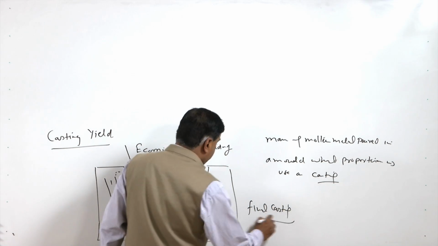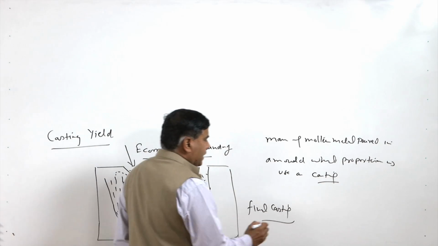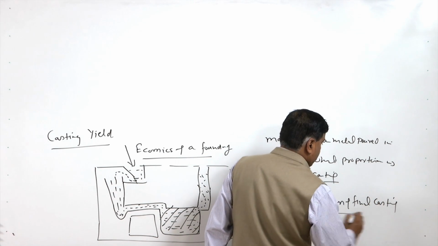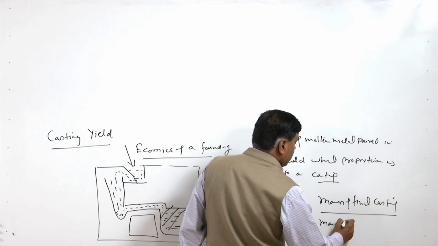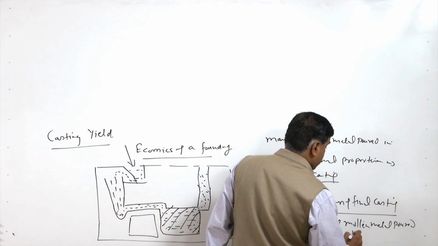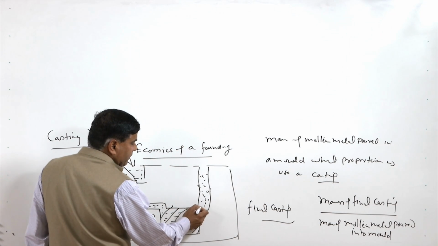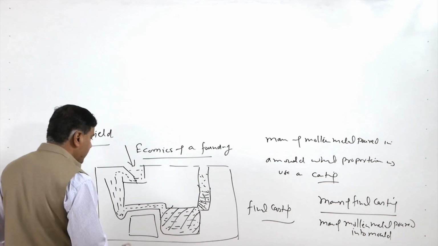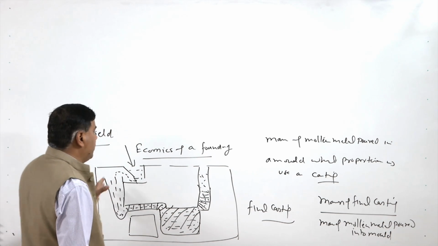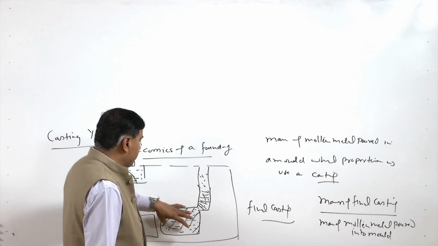If we see here, the final casting is just this zone. So, the mass of this casting is actually used: the mass of the final casting divided by the mass of the molten metal poured into the mold. Some of the molten metal left in the riser will also be solidified, and the metal left in the ingate will also be solidified. Whatever amount of molten metal is left in the gating system will also solidify apart from the casting.